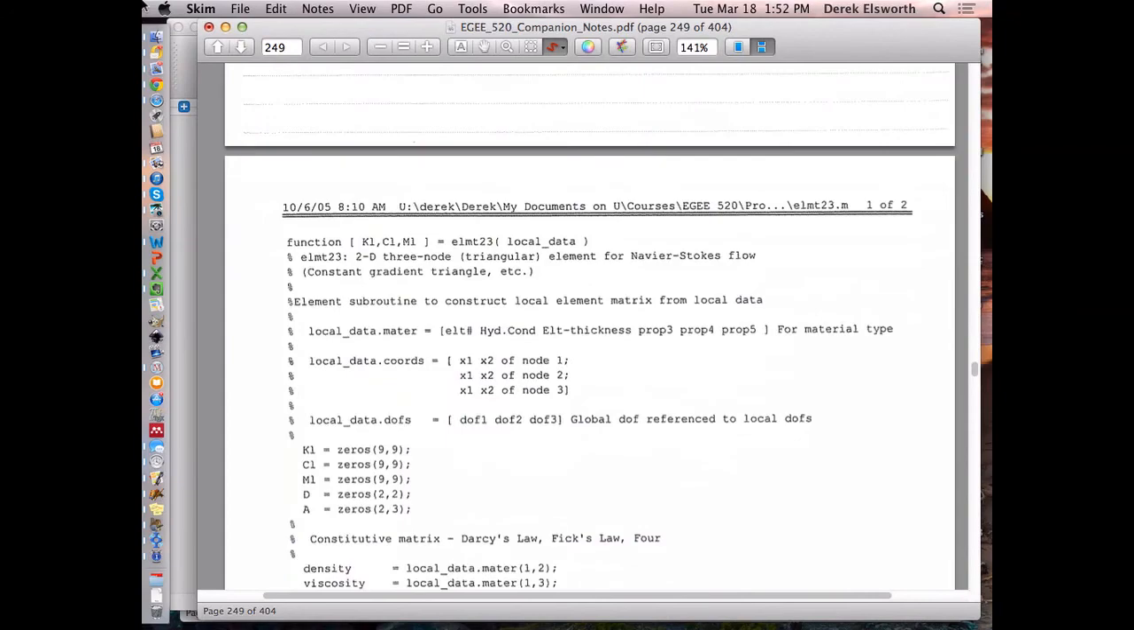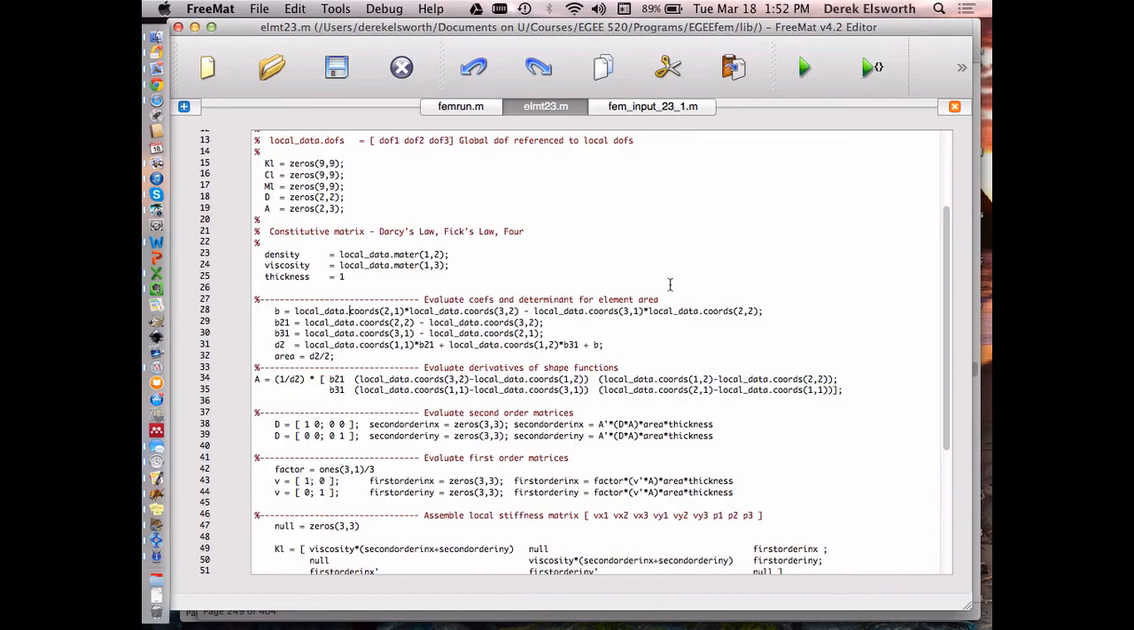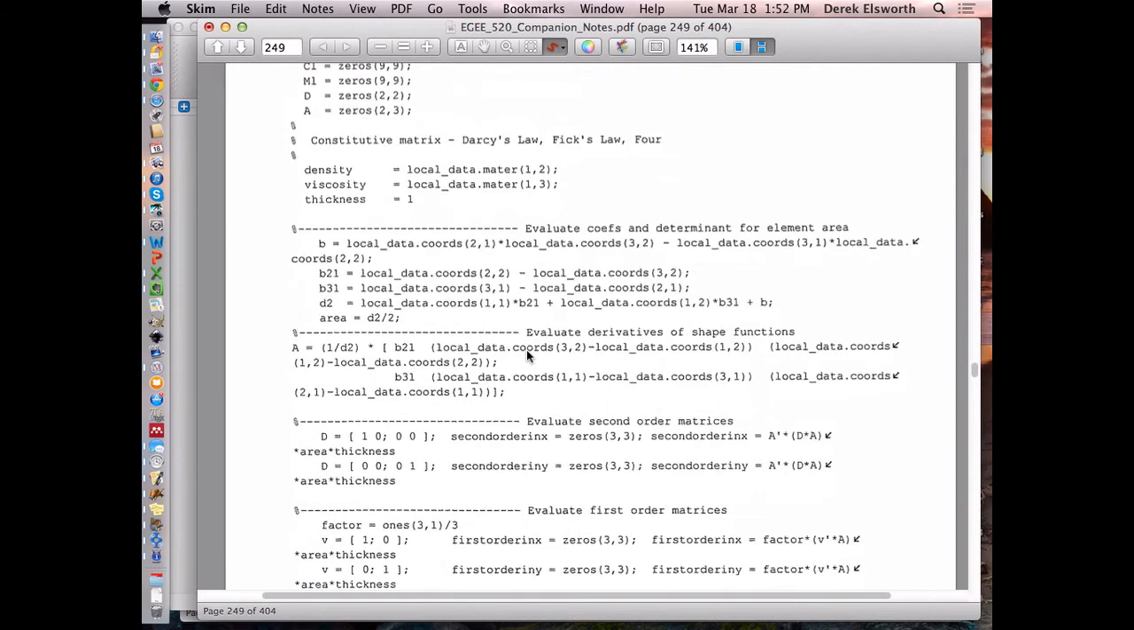Well, you have that in your notes. If you have your notes, you have this element right here. So if you want to write things on that, you can do that. Well, actually, it might be better to write it on here. So here we go. And so this first part is doing what? You'll recognize these terms. This is just making K2 equal to A transpose dA times the area of the element, times the thickness, I guess.